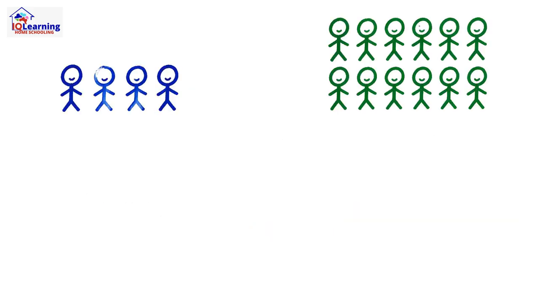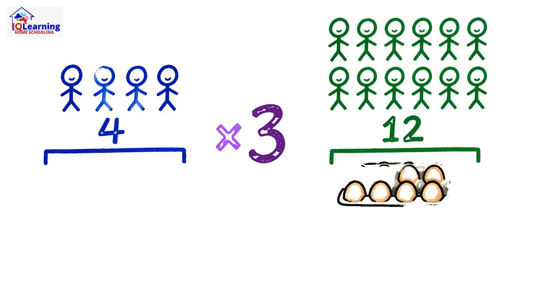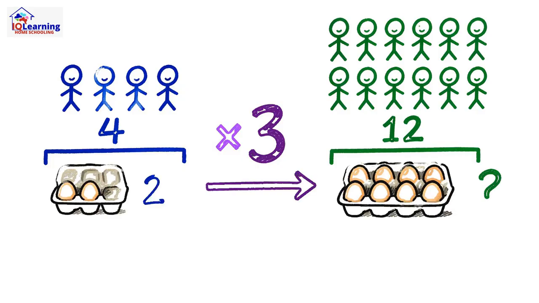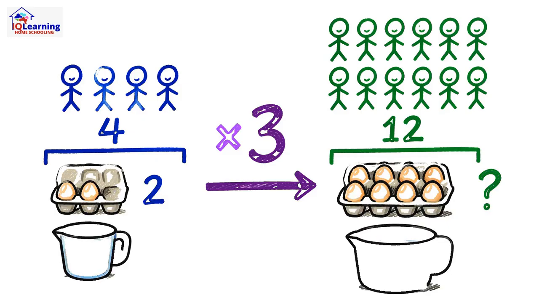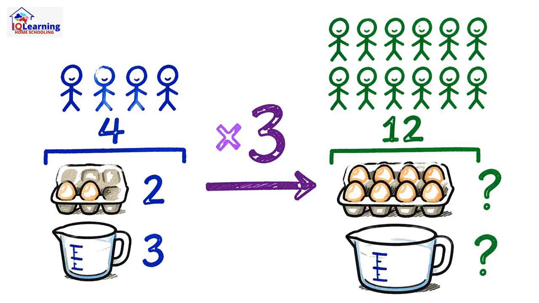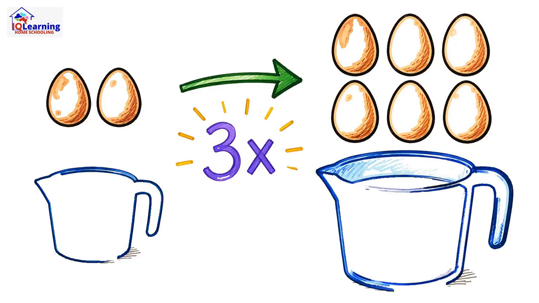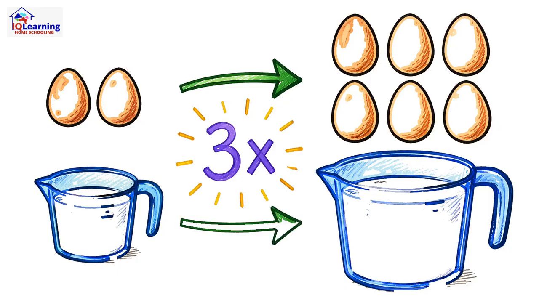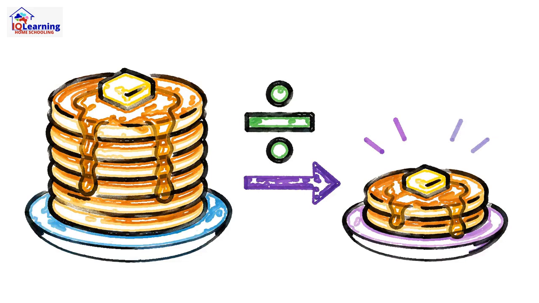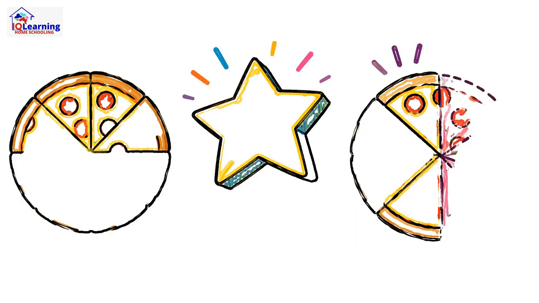Let's go back to those pancakes. A recipe for 4 people needs 2 eggs and 3 cups of milk, but you're feeding 12. How many times bigger is 12 than 4? 3 times. So your scale factor is 3. Now you apply it to everything. 2 eggs times 3 is 6 eggs. 3 cups of milk times 3 becomes 9 cups. Simple. And it works for scaling down, too. Just use division. But what if the multiplier isn't a whole number?